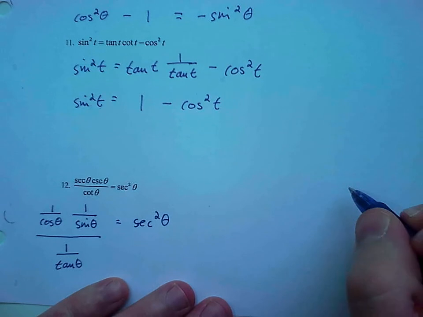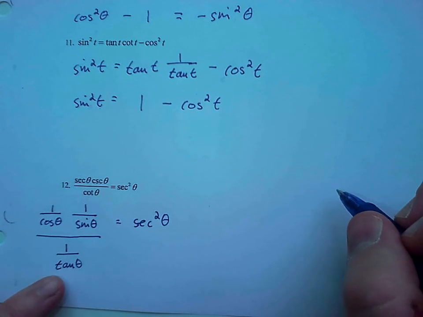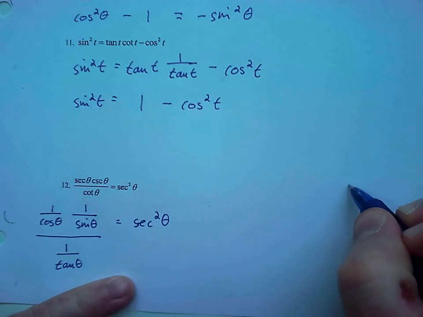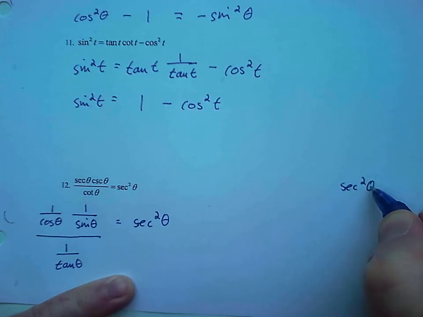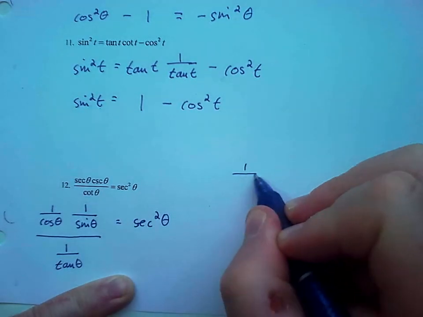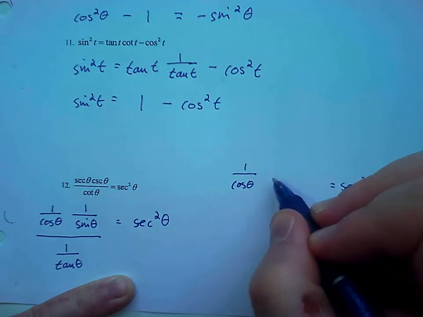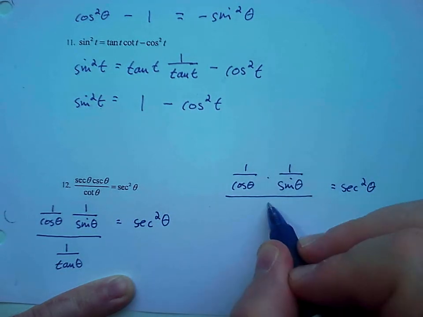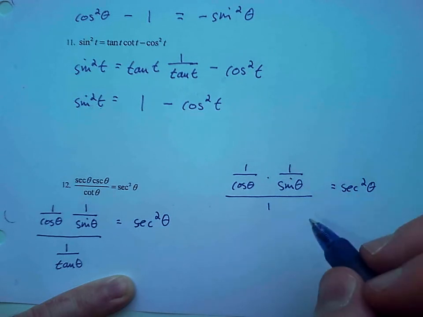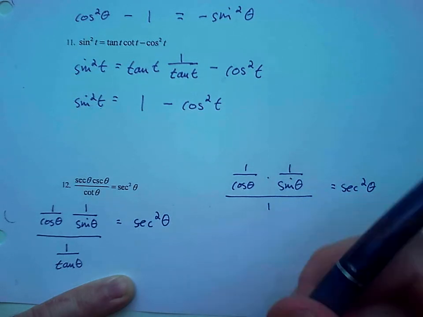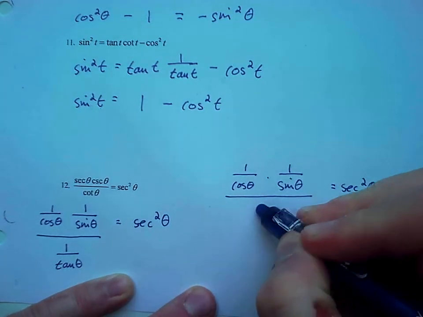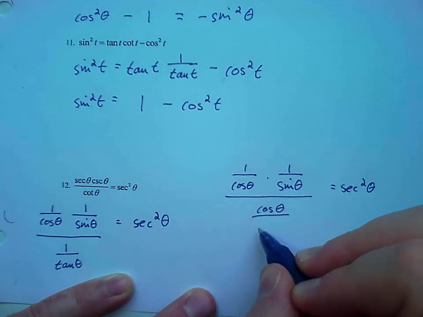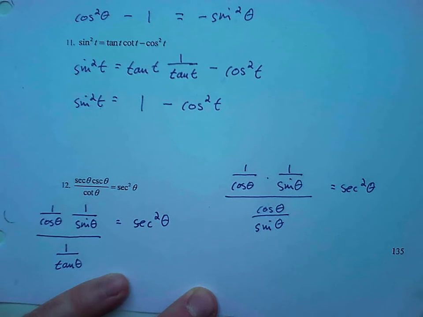So what I'm doing is taking everything down to sines and cosines. Here we're going to have the secant squared of theta still on the right-hand side. We have 1 over cosine of theta times 1 over sine of theta, and the tangent of theta is simply sine over cosine. So instead of writing it as 1 over sine over cosine, I'm just going to write this as the cosine of theta over the sine of theta.